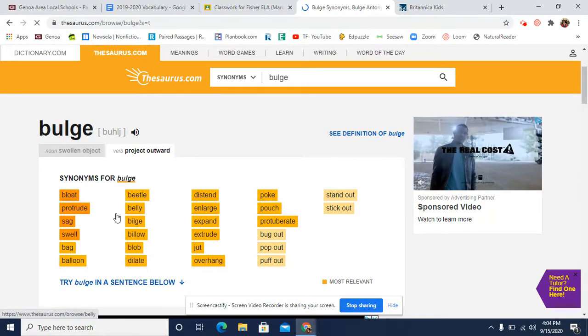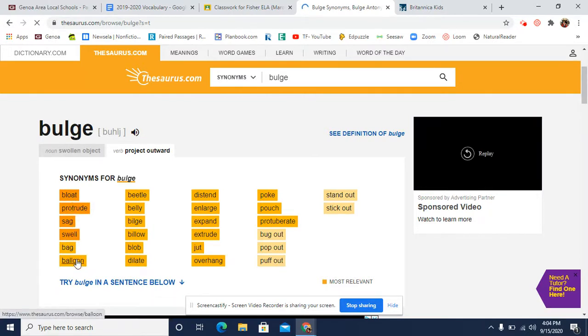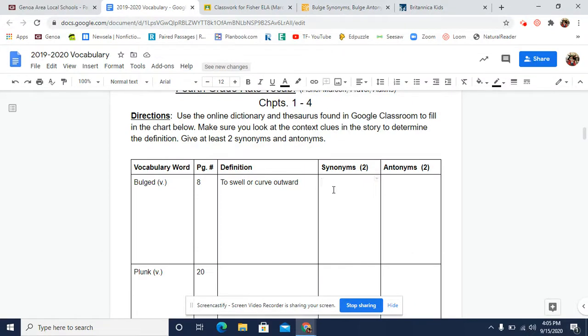And so here are all the synonyms: bloat, protrude, sag, swell, balloon. Those are all things that mean to get bigger, okay? Because that's what his cheeks were doing. They were getting bigger. They were swelling. They were expanding. So you take two of those, and I don't care which two, and you go back to here, and you just write two of them. So I'm going to choose swell, and I'm going to choose expand, because expand means to get bigger, and that's what his cheeks were doing. Okay. You saw how many there were, so you only need to pick two.